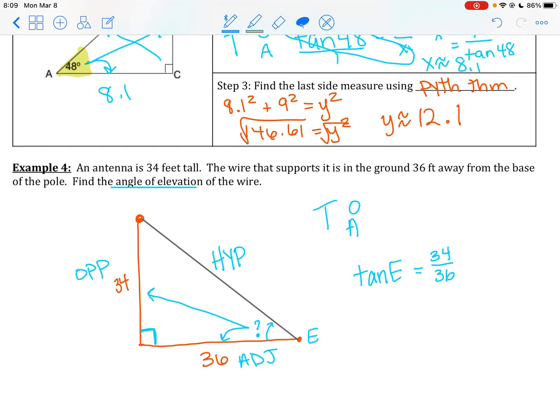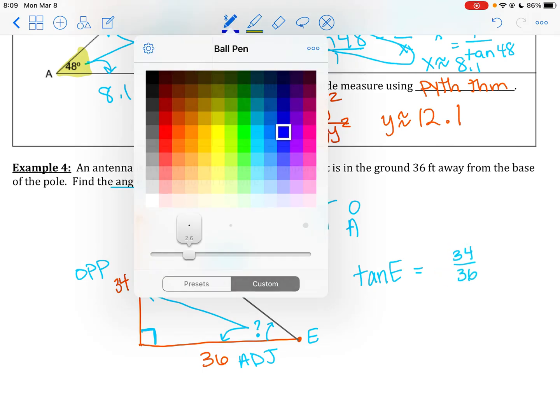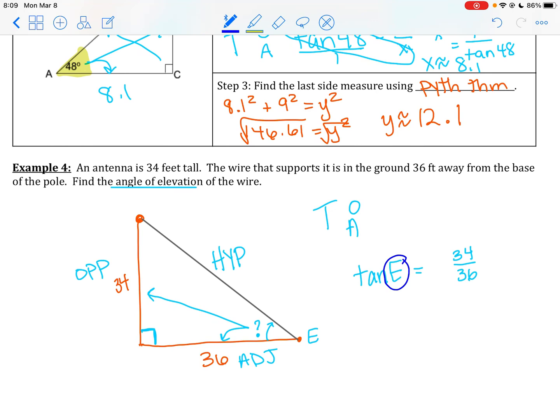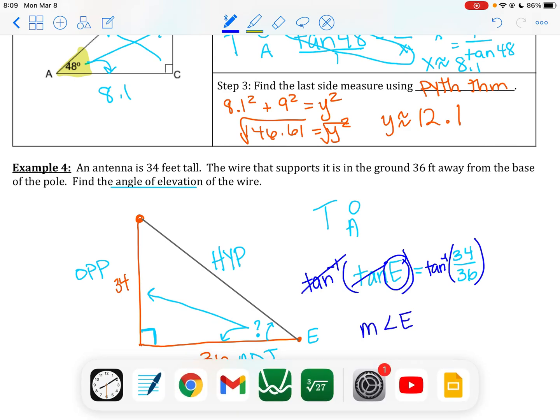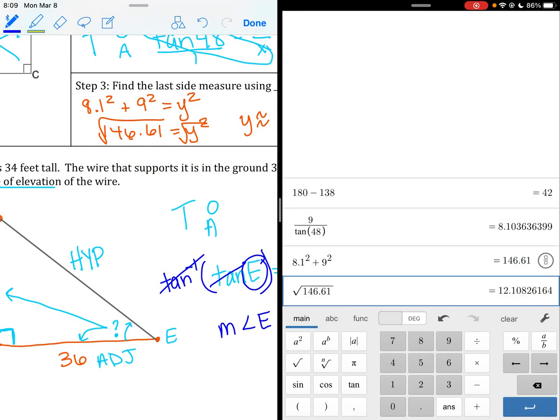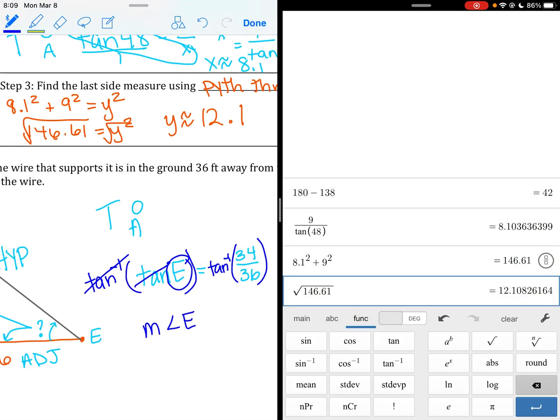So I need to look at what I would do to solve this. I need to get that E by itself, and right now it is in the tangent function. So I need to cancel out that tangent function with its inverse. The tangent inverse will cancel it out, but anytime I do something to one side, I have to do it to both. So I need to find the tangent inverse of 34 over 36. Once I do that, that'll give me the measure of angle E, which is my angle of elevation.